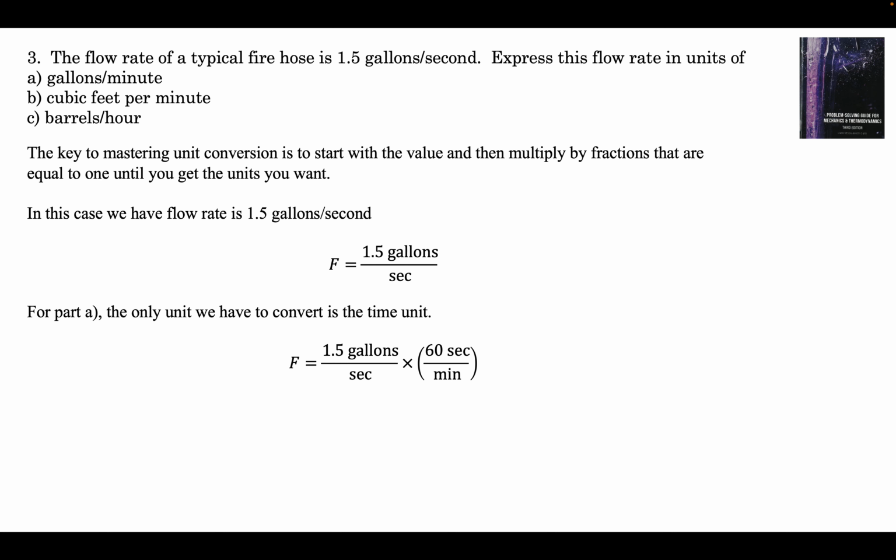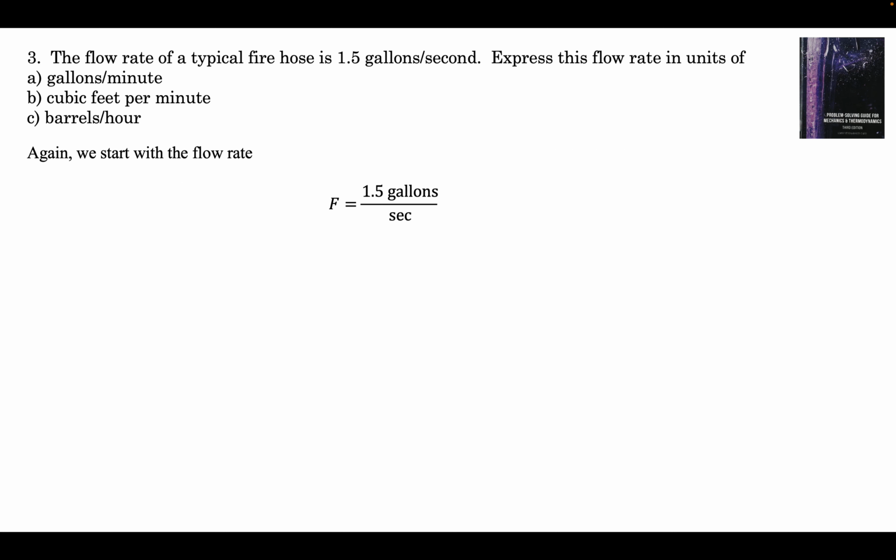And now we're done. We just have to push the buttons on the calculator. The second units cancel and we have gallons per minute. And the answer, not surprisingly, is 90 gallons per minute. You might have been able to do that in your head. Many times you cannot. On to part B, cubic feet per minute.